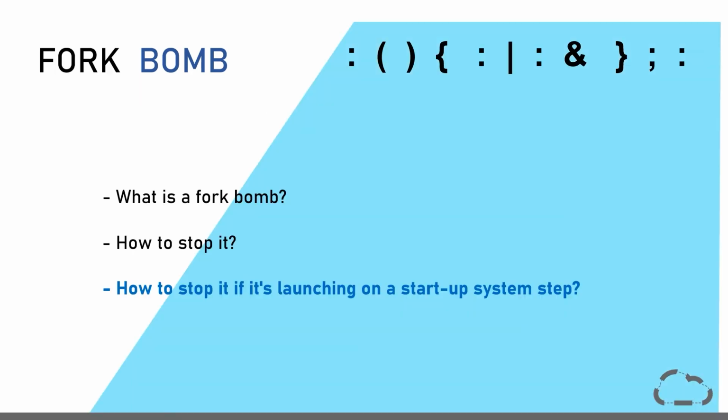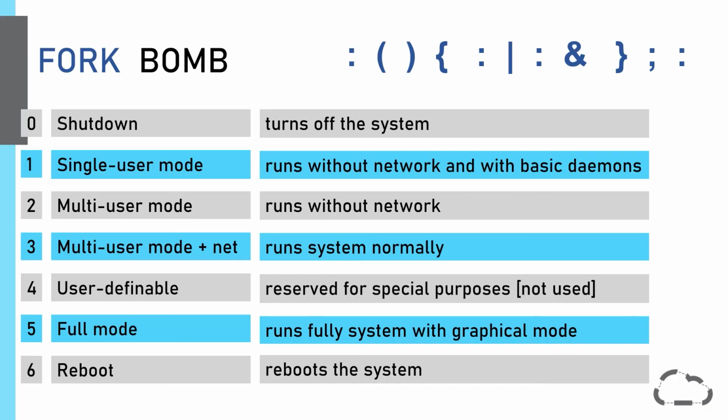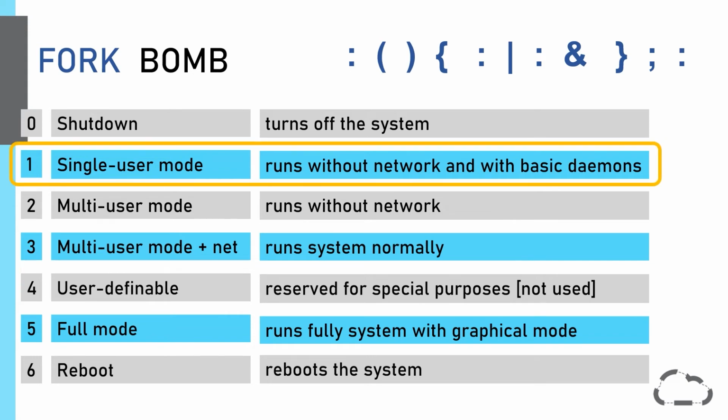But the last question is more tricky. What will happen if this bomb is scheduled in the startup script? And the answer to this is simple. Run the system in single user mode, meaning at init 1 level, where no processes are running, and fix it. If you want to know more about the init level or any other Linux feature, drop it in the comments, and I promise that I will read it.